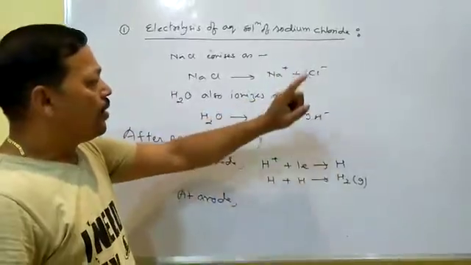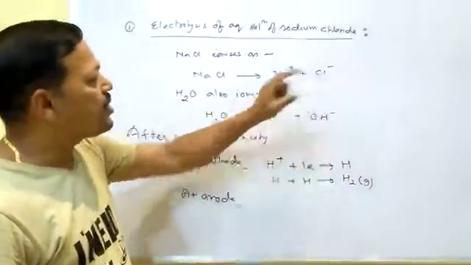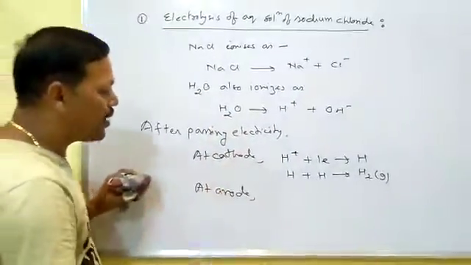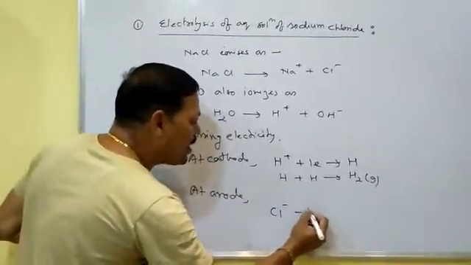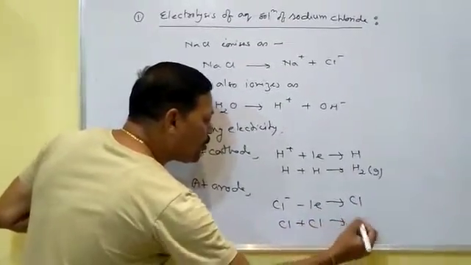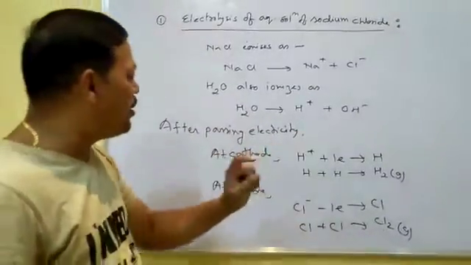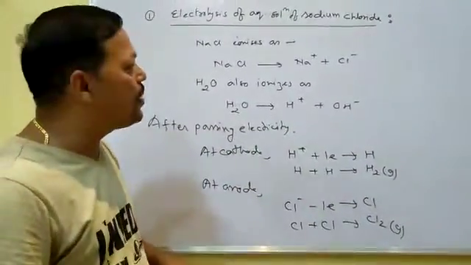Similarly, at the anode, there are two negative ions, one is Cl- and one is OH- ion. Here Cl- ion has more potential than OH- ion. That is why Cl- ion will move towards the anode. So Cl- will release one electron, it produces Cl. Since chlorine is unstable, two chlorine combine to form chlorine gas. So ultimately at the cathode hydrogen gas will liberate and at the anode chlorine gas will liberate.